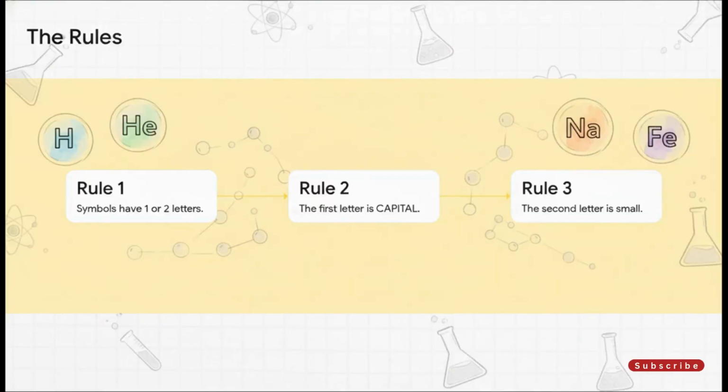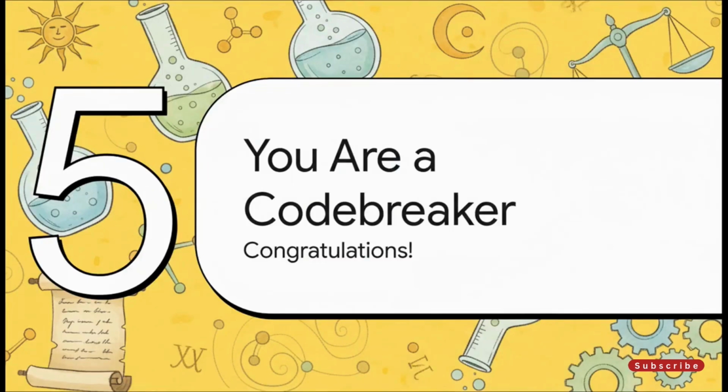It's super simple, really. There are just 3 rules to remember. First, a symbol is only ever 1 or 2 letters long. That's it. Second, that first letter is always capitalized. And third, if you have a second letter, it is always lowercase. So you get H, He, Na, and Fe, capital, or capital then small. Simple, clean, and it works every time. And that's it. With a little bit of history and just 3 simple rules, you've done it. You're not just watching this anymore. You are officially a chemical codebreaker.